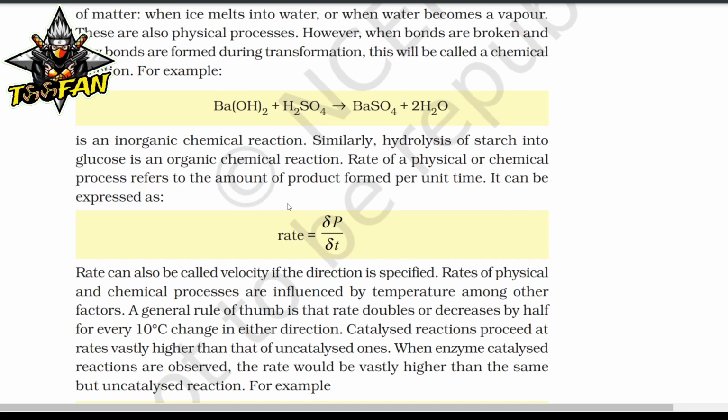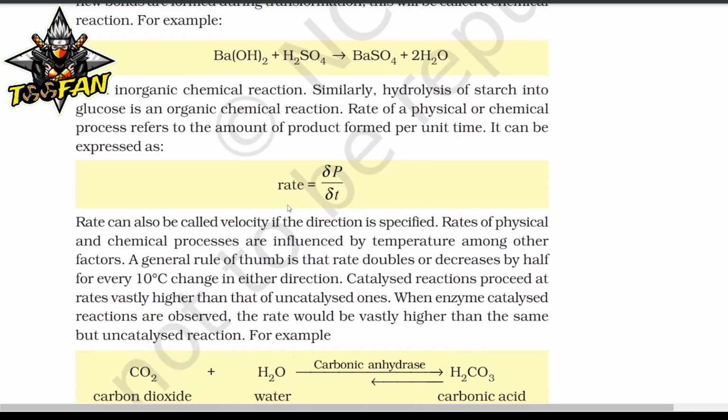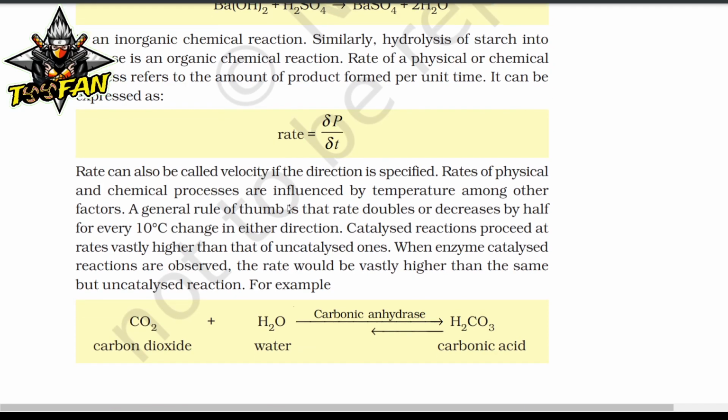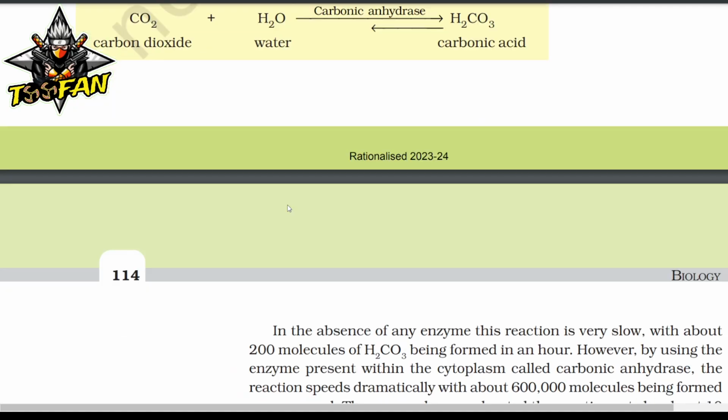Rates of physical and chemical processes are influenced by temperature among other factors. A general rule of thumb is that rate doubles or decreases by half for every 10 degrees Celsius change in either direction. Catalyzed reactions proceed at rates vastly higher than that of uncatalyzed ones. When enzyme catalyzed reactions are observed, the rate would be vastly higher than the same uncatalyzed reaction.